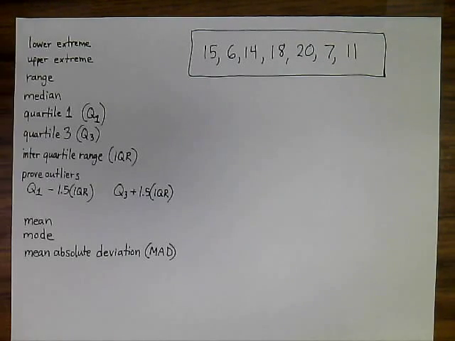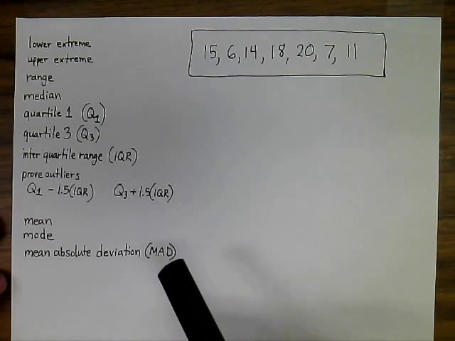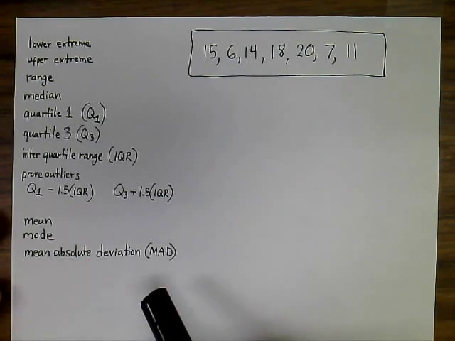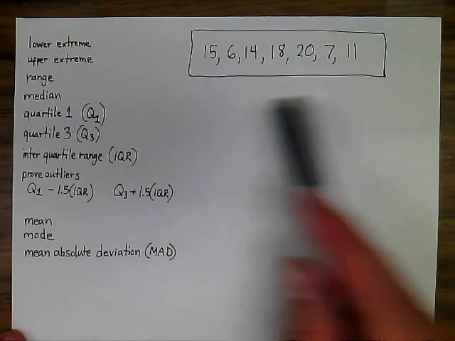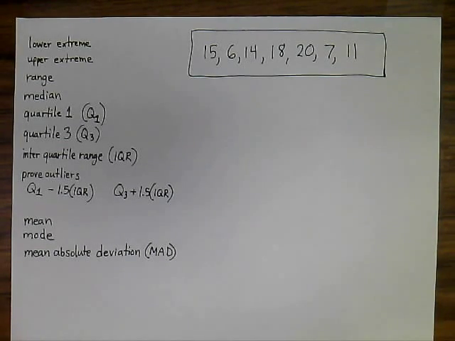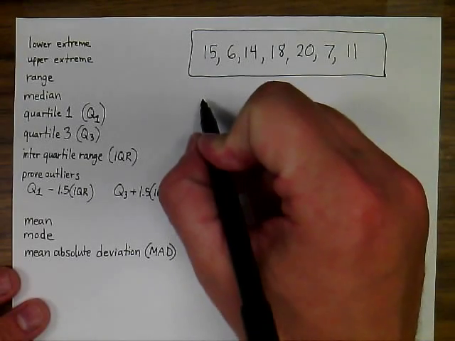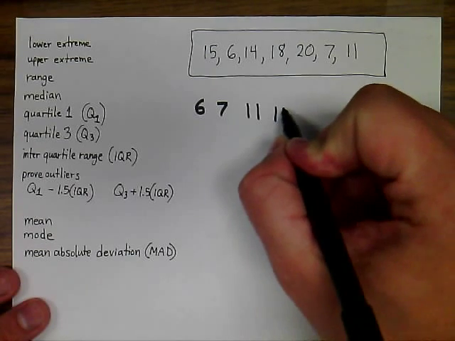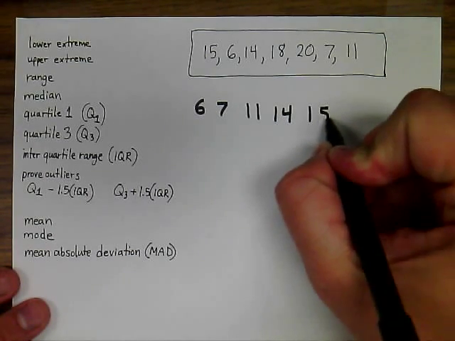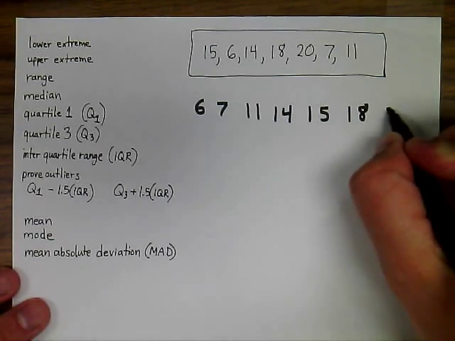Now let's go back to that initial question, which was to find the lower extreme, the upper extreme, the range, median, quartile 1, quartile 3, the interquartile range, proof of the outliers, the mean, the mode, and the mean absolute deviation of this data set. Now the first thing we're going to do with this data set is it needs to be placed in order from least to greatest: 6, 7, 11, 14, 15, 18, and 20.